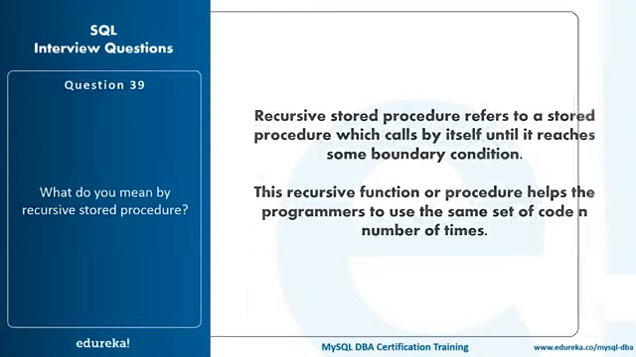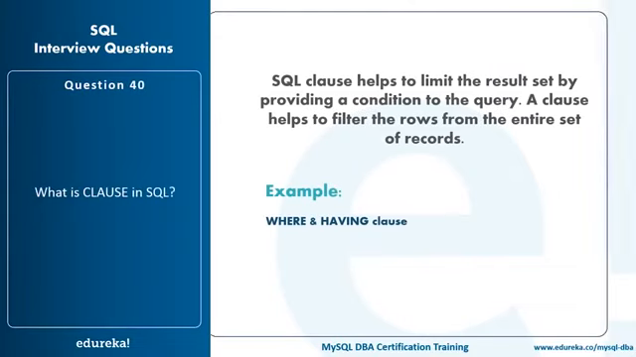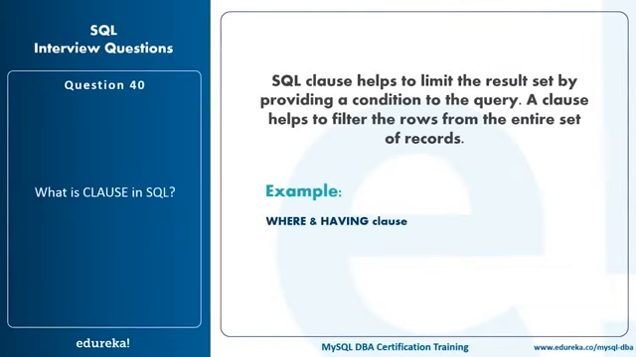Now let's move forward to our next question, that is, what is a clause in SQL? SQL clauses basically help you to limit the result set by providing a condition to the query. A clause helps to filter the rows from the entire set of records. For your better understanding, examples are the WHERE and HAVING clauses. When you write a query having these two clauses, you basically mention a condition in them, right? Like WHERE student number is equal to 2, or HAVING roll number greater than 5 and so on, right? So that's how you can use a clause in SQL.